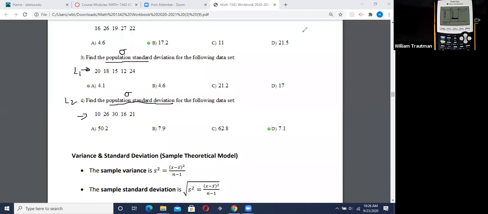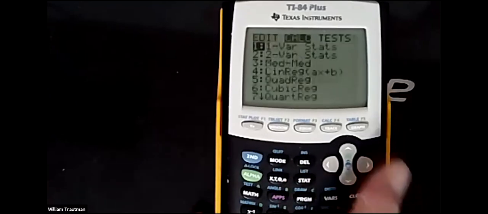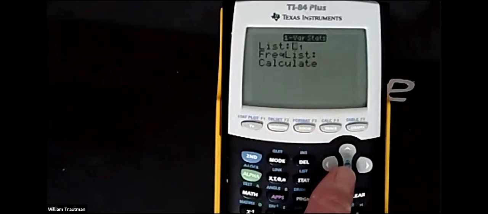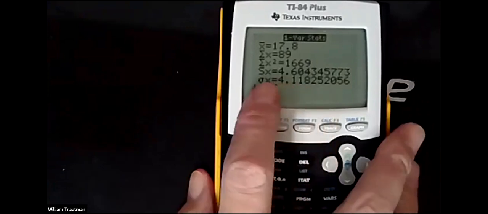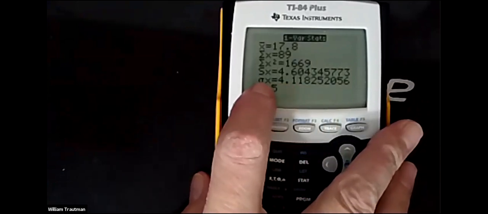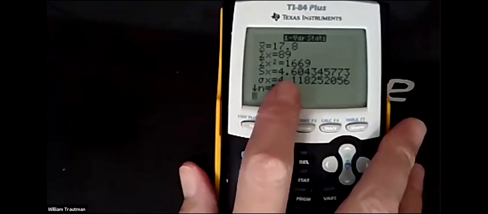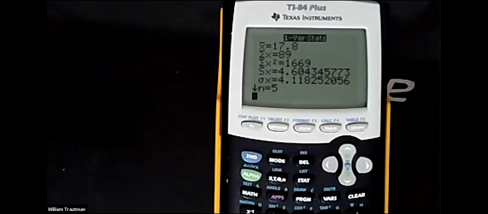All right, now that I have that data in L1 and L2, we're going to go to stat, calculate number 1 var stat, same as the mean, and we're just doing L1. Don't put anything in the frequency list because we're just doing L1. And if you look right there, there's our population standard deviation. What did they ask for? Yes, population standard deviation, 4.11.